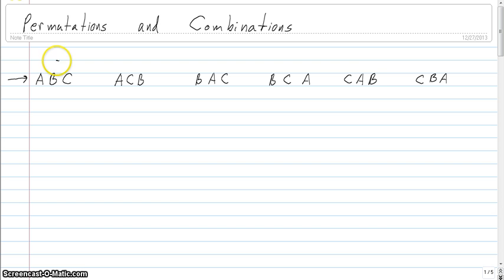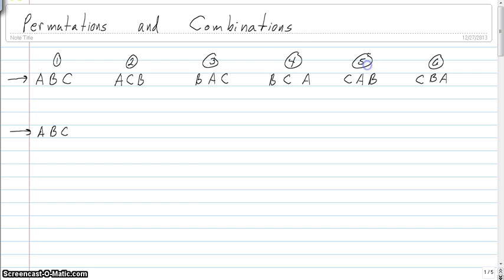So we can see these are different orderings. I've got 6 of them. Those are examples of permutations, because when I change the order, I get a different permutation. However, all of these are an example of the same combination. So I really only have one combination of the letters A, B, C, but 6 different permutations.